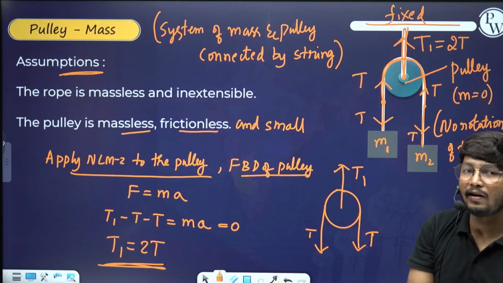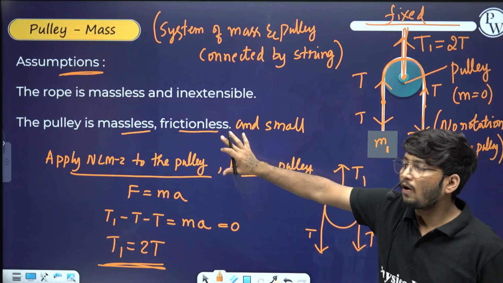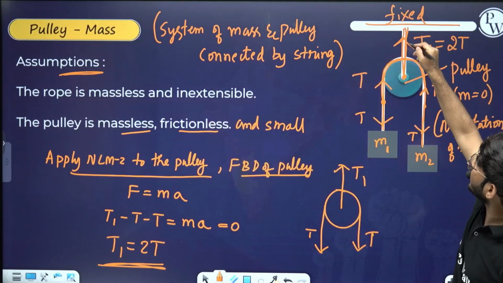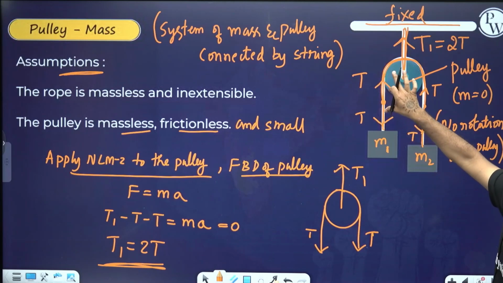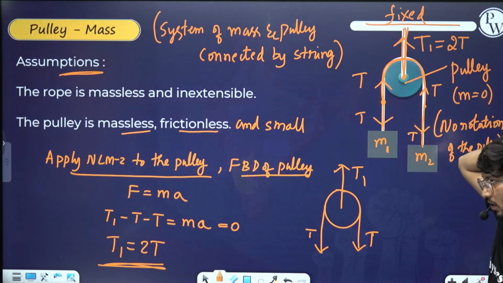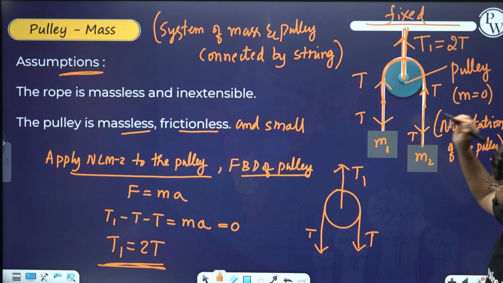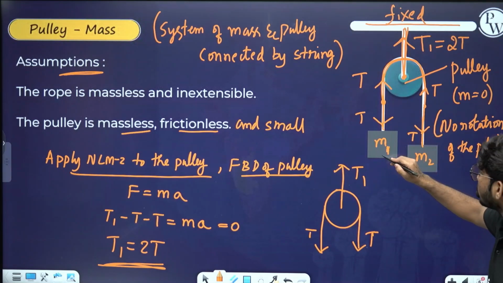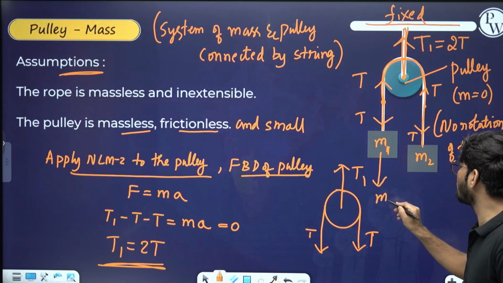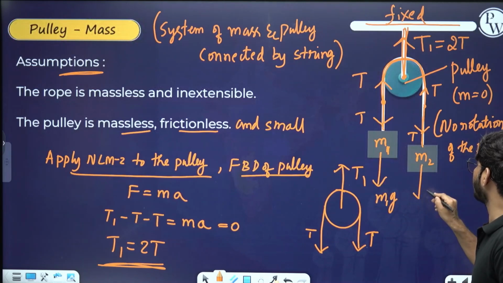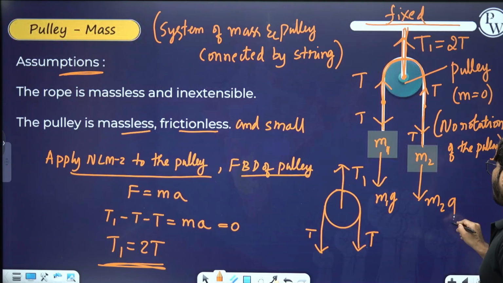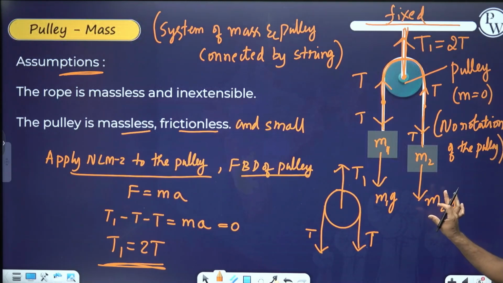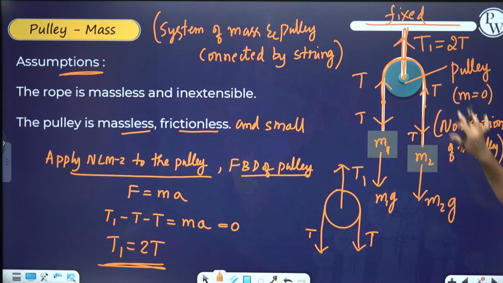Is that clear? So what did we do? We said the pulley is massless. If the pulley is massless, the tension in this string has to be 2 times the tension in one of the strings, correct? So if these masses are attached, these masses will have their own weight acting downwards, M1G and M2G, right?